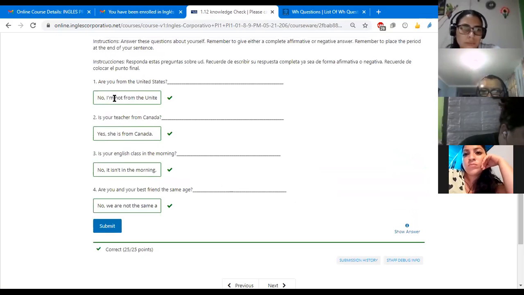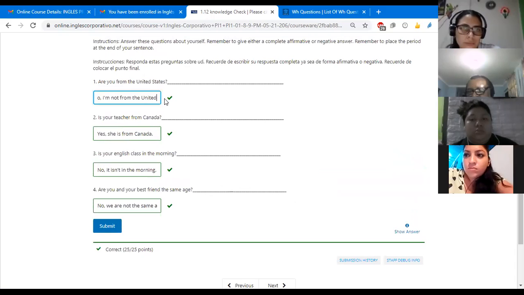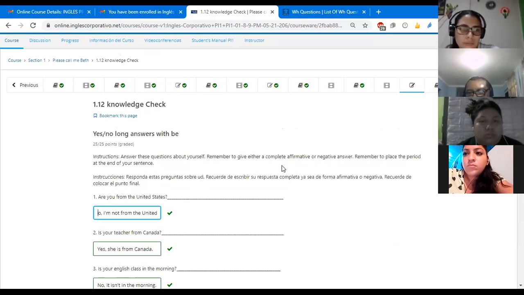Then separate with a comma. In my case, what the complement was missing. I do that, but I write just, no, I'm not. No, it's not, something like that, but not the complement.